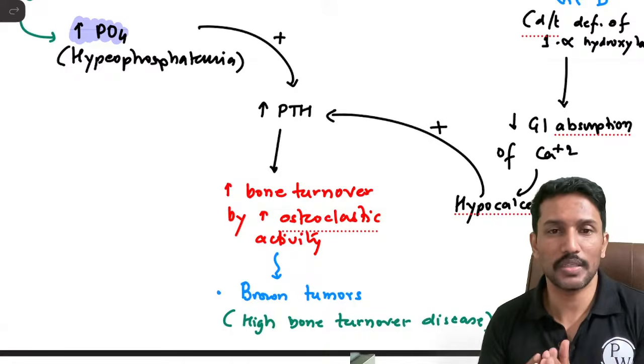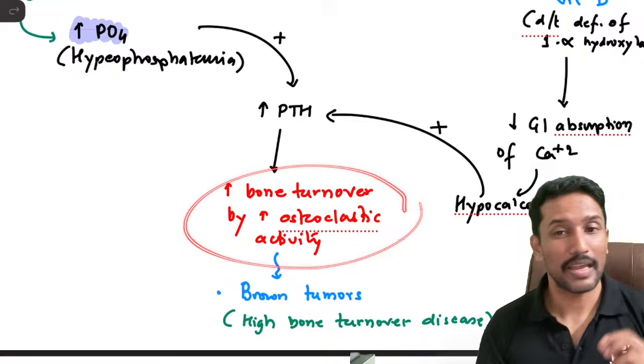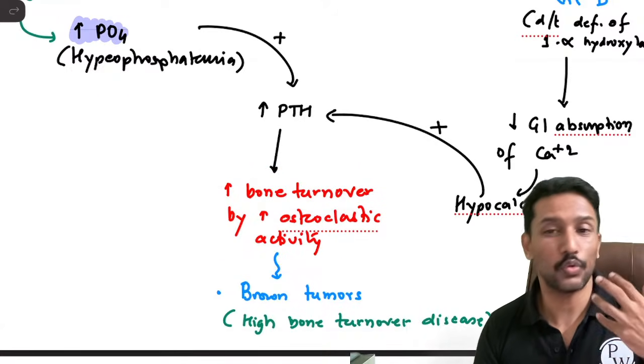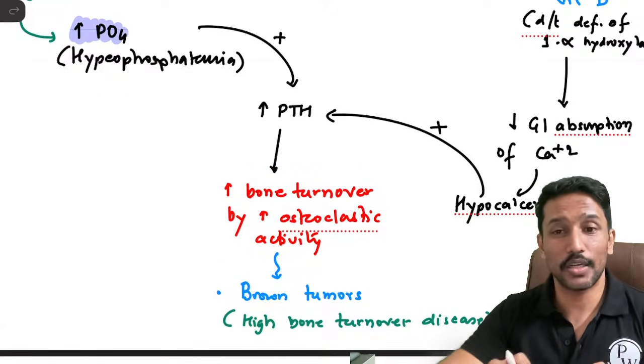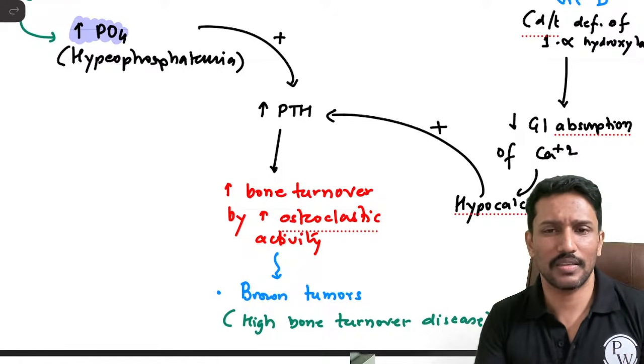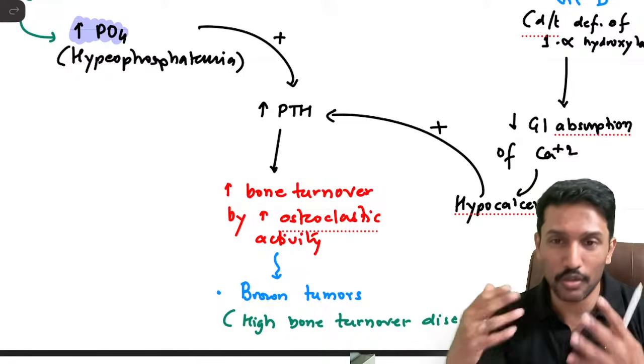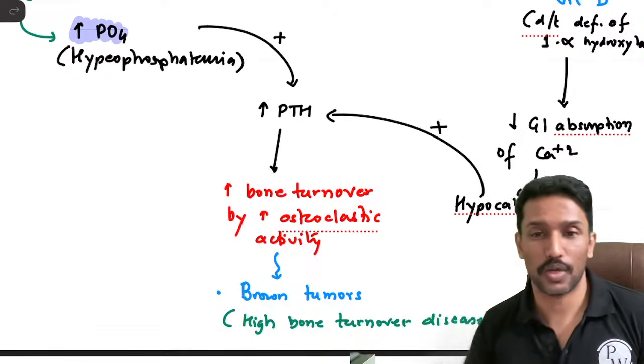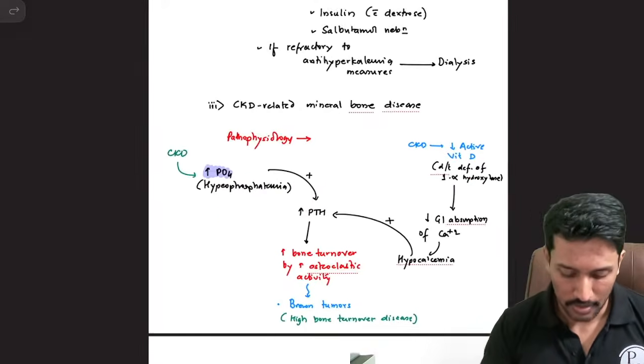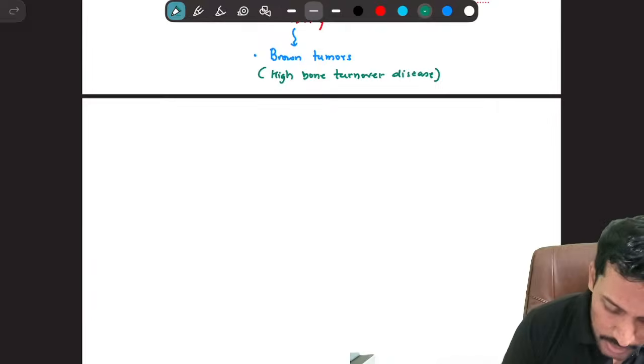So the main problem that CKD leads to is high bone turnover, but the over enthusiastic treatment by the doctors can lead to adynamic bone disease. It's like treating diabetes. You have high glucose, so you give insulin to bring it down. But if you give over enthusiastically higher doses, you cause hypoglycemia, right? Same thing is happening here. So CKD related mineral bone disease.